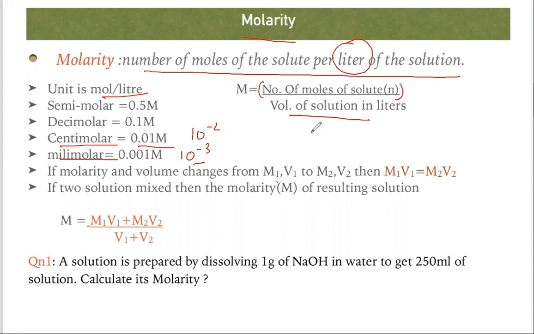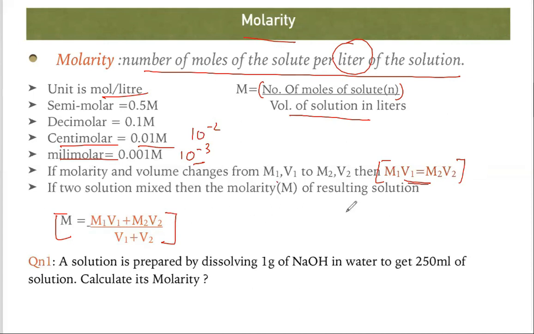Coming to molarity, how to calculate the number of moles, I think is already given. If the molarity and volume change from M1 V1 to M2 V2, this formula we can mostly use in titration. So just remember M1 V1 is equal to M2 V2. And if two solutions are mixed, then we need the molarity of the resulting solution. This formula we can use when we have two solutions and he is asking what is the molarity of the final solution.